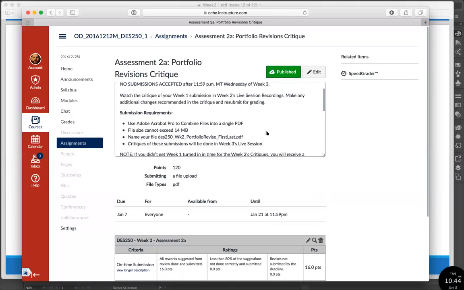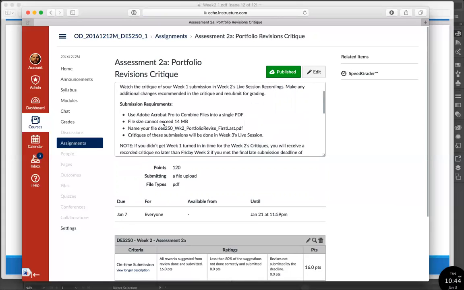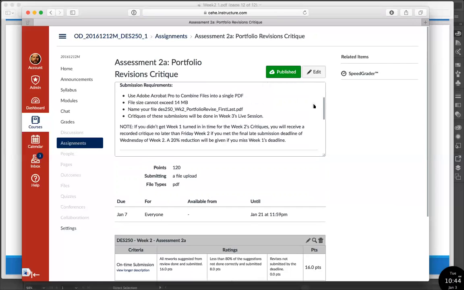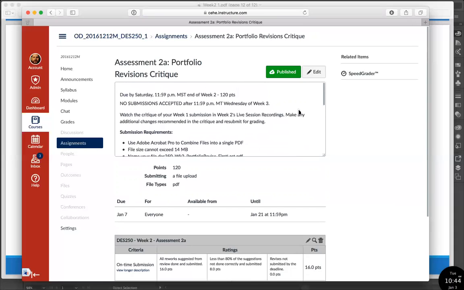Just like this week, we're going to use Adobe Acrobat Pro to combine the files into a single PDF. It can't be any bigger than 14 megabytes. And then you've got the same naming convention. And then we're going to be doing critiques of these resubmissions next week. Okay, so any questions on assessment 2A for this week?